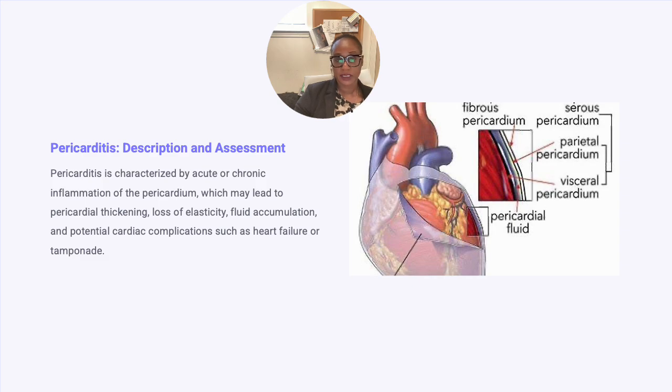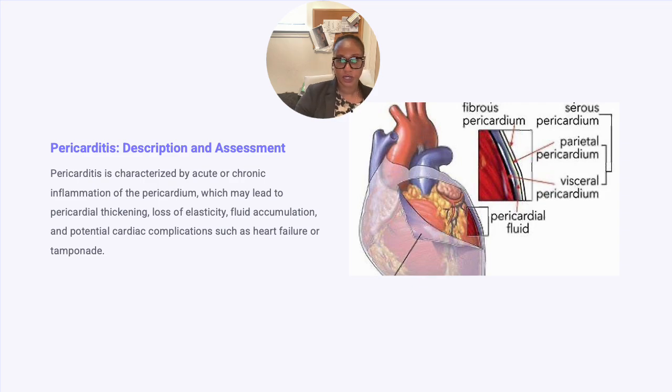On assessment, what we'll note is pain in the anterior chest that radiates to the left side of the neck, shoulder, or back. Pain is grave and is aggravated by breathing, particularly during inspiration, coughing, and swallowing. Pain is worse when in a supine position and may be relieved by leaning forward. So you might see the patient in like a tripod leaning forward position.